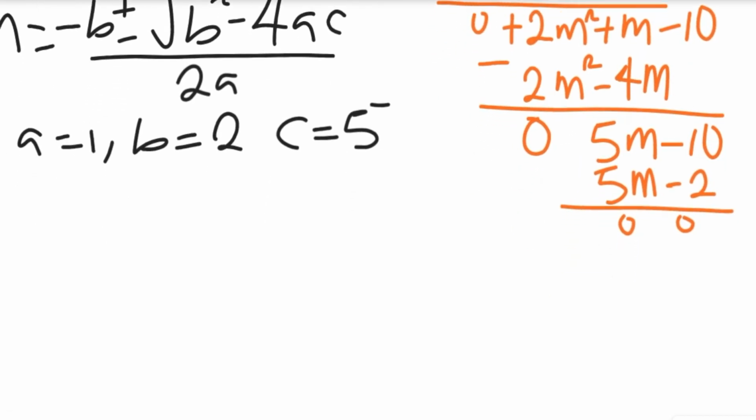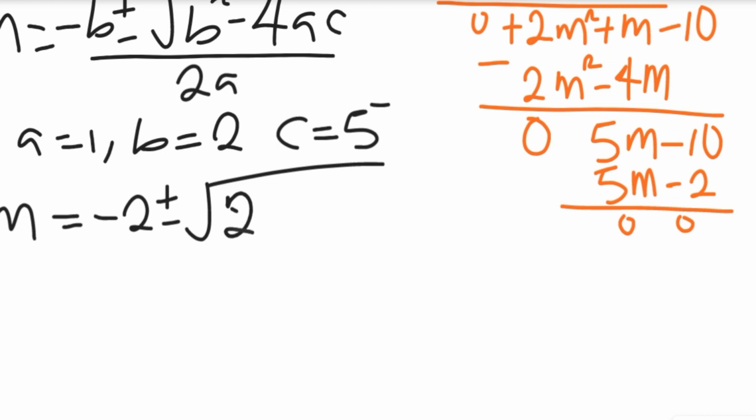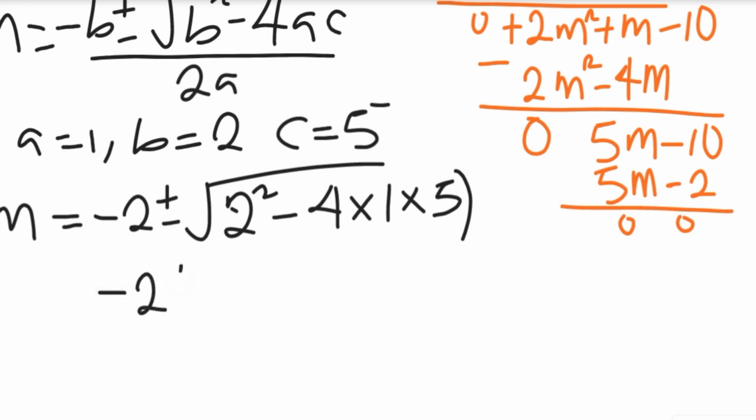So we're going to test this to find out if it will give us a real solution, because the question says we should find the real values for y. So we'll have m equal to minus 2 plus or minus square root of 2 squared minus 4 multiplied by 1 multiplied by 5. So if we multiply that out, we're going to have minus 2 plus or minus square root of 4 minus 4 times 5.